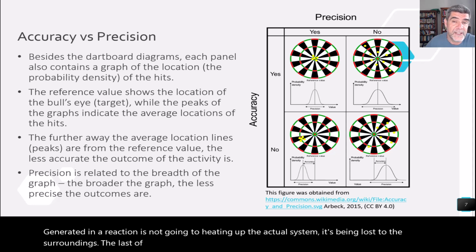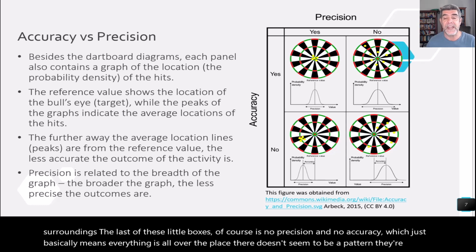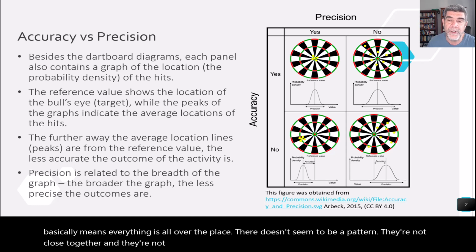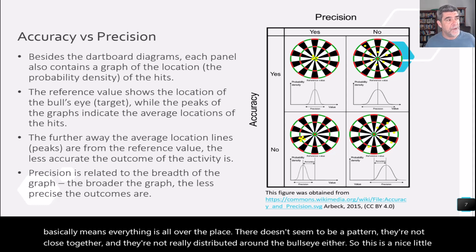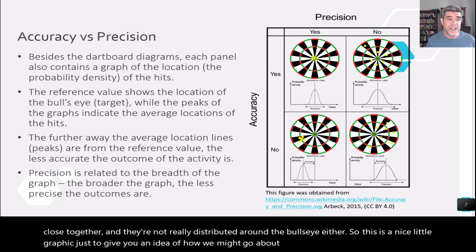The last of these little boxes, of course, is no precision and no accuracy, which just basically means everything's all over the place. There doesn't seem to be a pattern, they're not close together, and they're not really distributed around the bullseye either. So this is a nice little graphic just to give you an idea of how we might go about contrasting accuracy and precision.